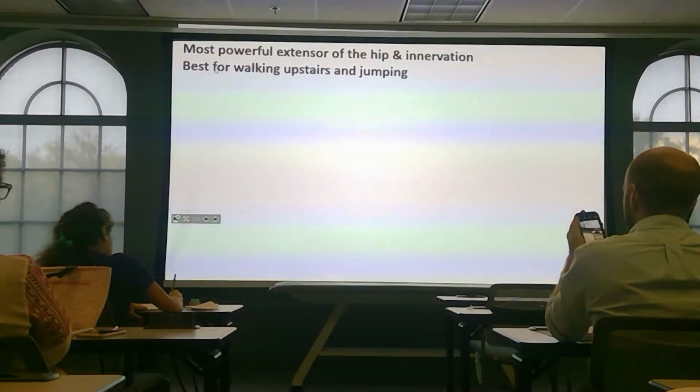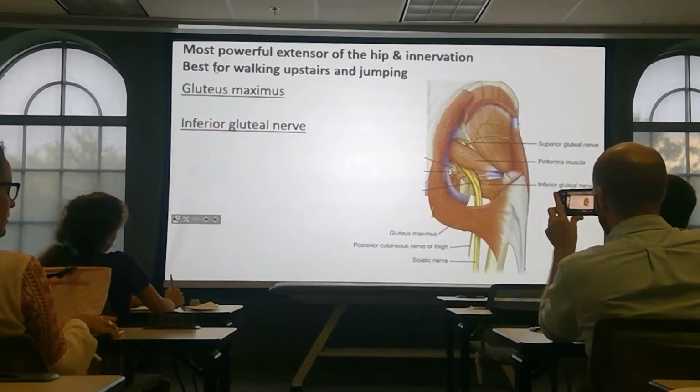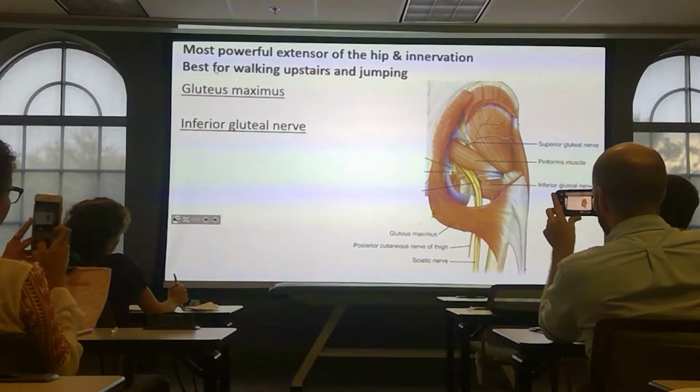Most powerful extensor of the hip and the innervation: this muscle is best for walking upstairs and jumping. Gluteus maximus, and it's the inferior gluteal nerve. Yep.